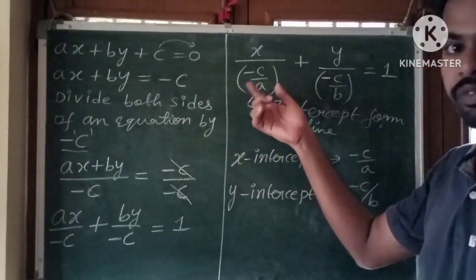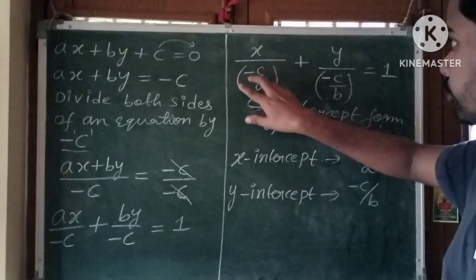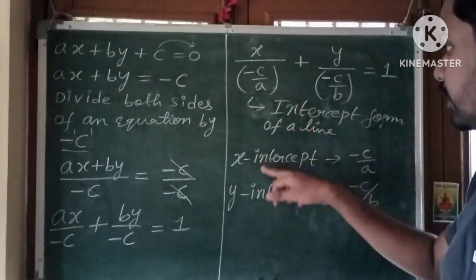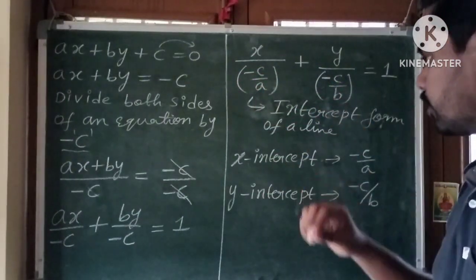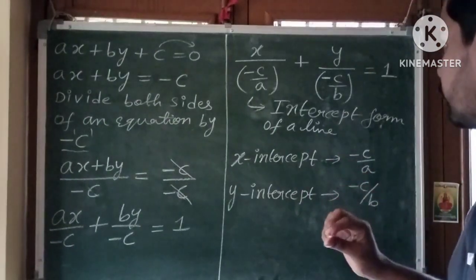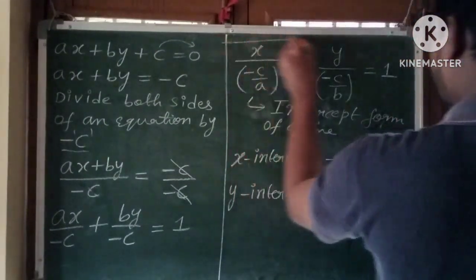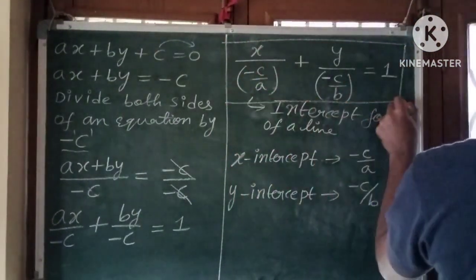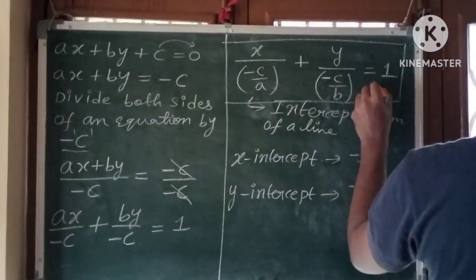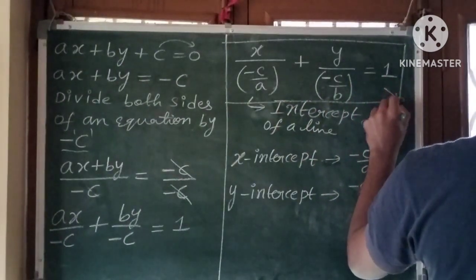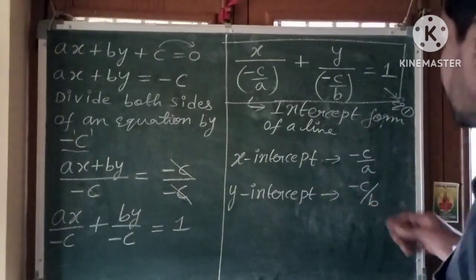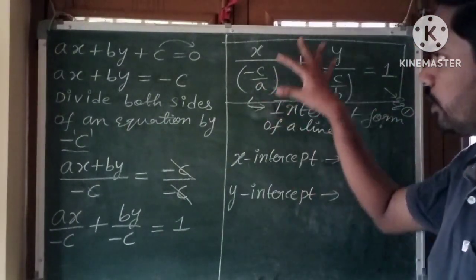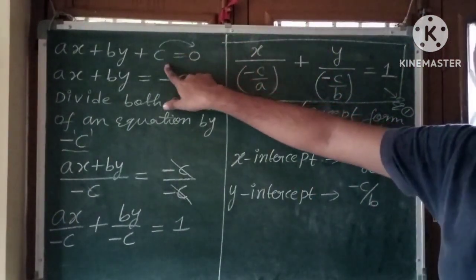So in intercept form, here the denominator minus c by a is called x intercept, minus c by b is called y intercept. Let us consider this as equation number 1. Remember, this is equation number 1. So we derived this equation from the general form.